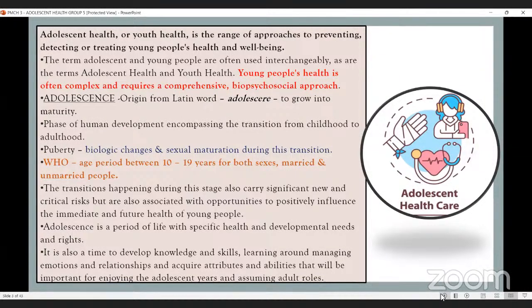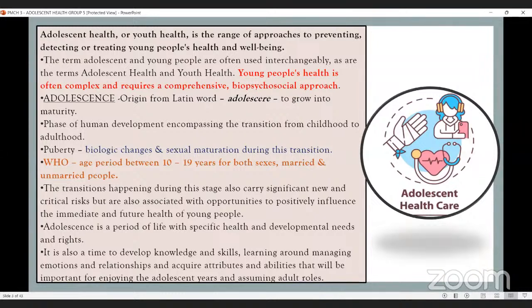Now, talking about adolescent health or youth health, it is the range of approaches to prevent, detect, and treat young people's health and well-being. The terms adolescent and young people are often used interchangeably, as are the terms adolescent health and youth health. Young people's health is often complex and requires a comprehensive biopsychosocial approach. The word adolescent originates from a Latin word, adolescere, which means to grow into maturity. The biological changes and sexual maturation during this transition are known as puberty.